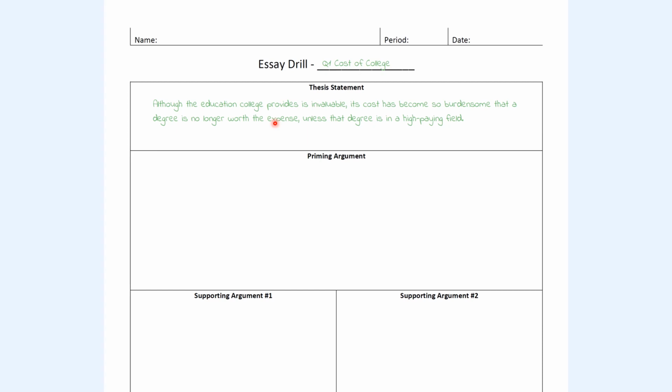And then I've got several supporting arguments here. First of all, I've got an acknowledgement that college education provides an invaluable return, and then also that its cost has become too burdensome, meaning economically burdensome. And then lastly, this qualifier, unless the degree you get is in a high-paying field. So I still have a primary claim. I still have a couple of supporting arguments, but they're not your standard because of this and because of this.